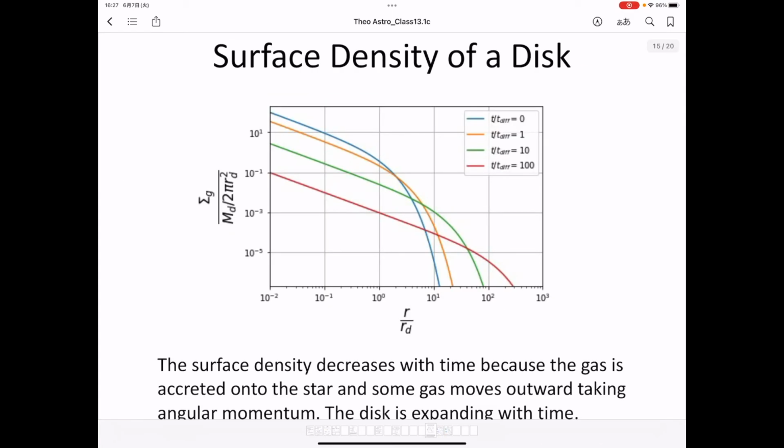This is the surface density of a disk at t equals 0, t equals 1 diffusion time, t equals 10 diffusion times, and t equals 100 diffusion times. The initial surface density profile is given by the blue curve. The surface density decreases with time because the gas is accreted onto the protostar and some gas moves outwards, taking the angular momentum. The disk is expanding with time. The red one is t equals 100 diffusion time scale. The disk is significantly expanding, and also the magnitude of the surface density is decreasing.